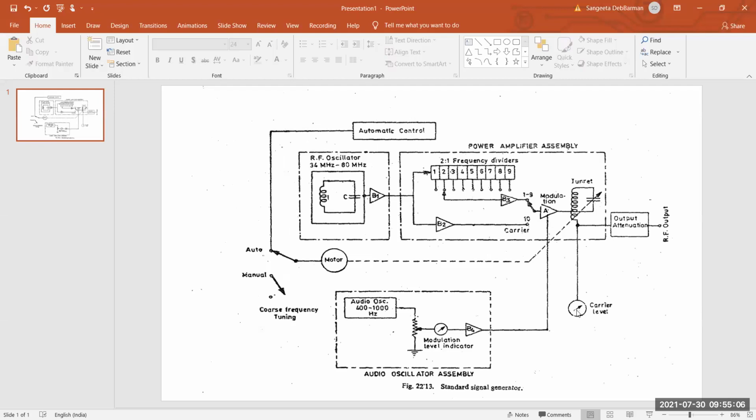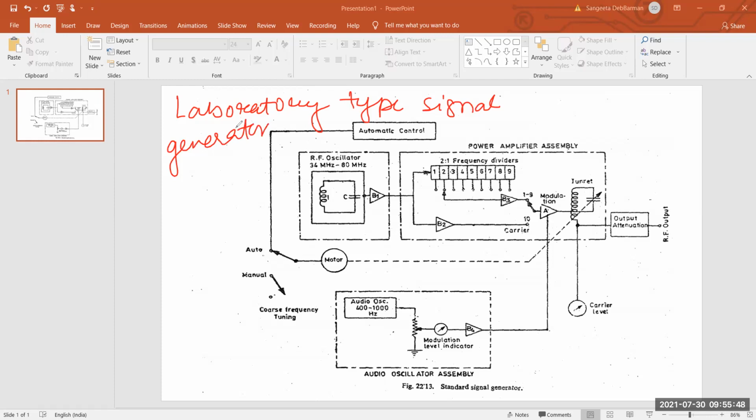See, in the previous class, I discussed the signal generator with a very simple diagram. If you follow my previous lecture video, which is uploaded on YouTube, you will find that I used a very simple diagram to make you understand the signal generator. I told you that in the next class I will show you the basic diagram of a laboratory type signal generator. So this is a laboratory type signal generator, right?